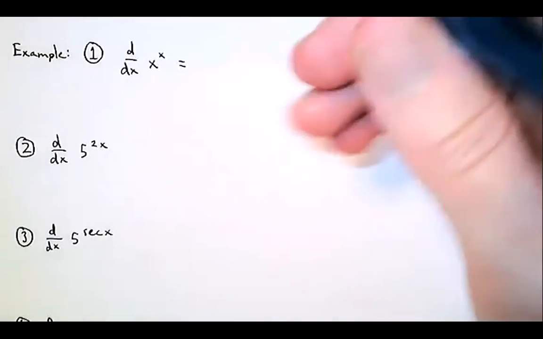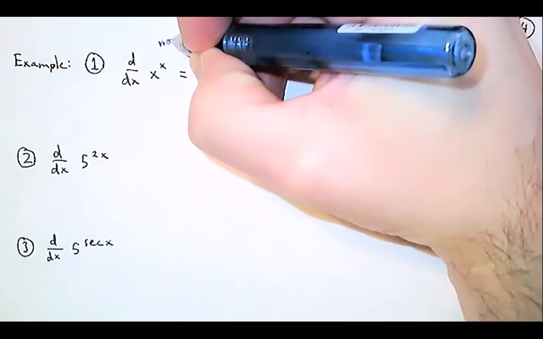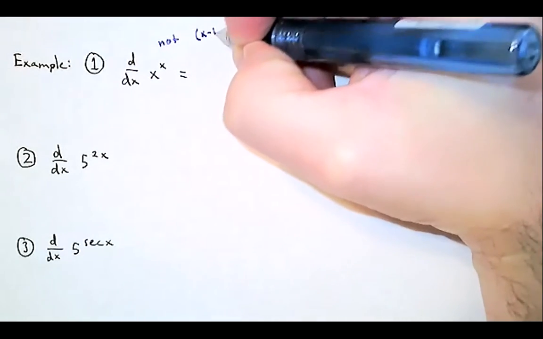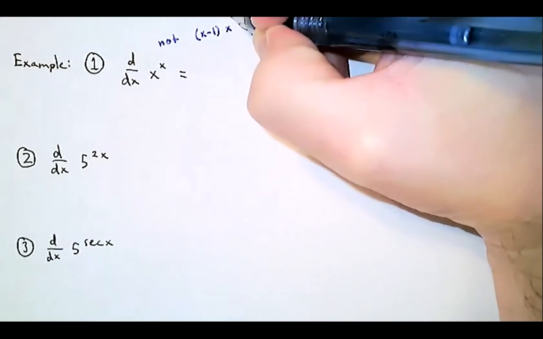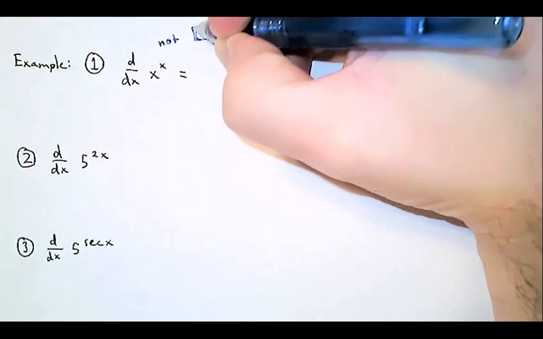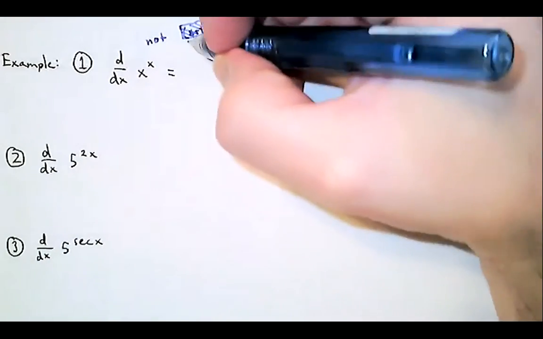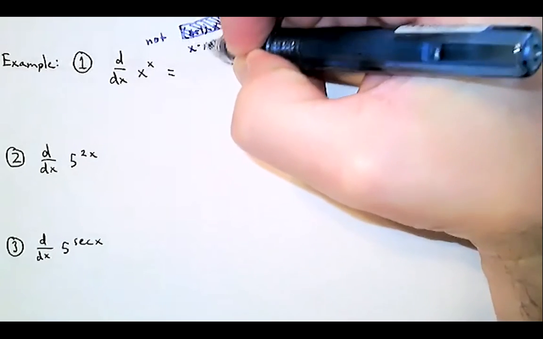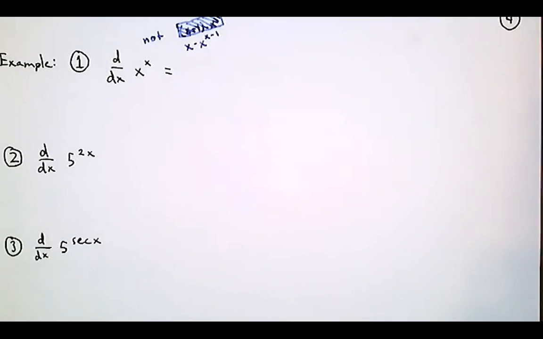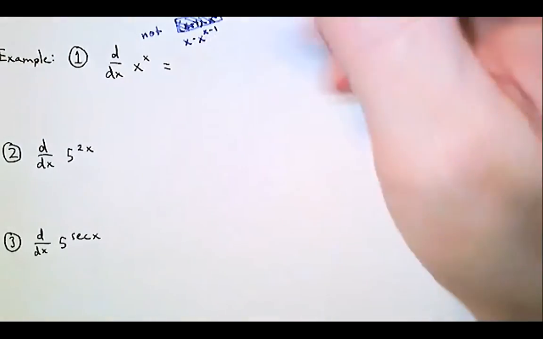Well, I can tell you what the answer is not. You don't decrease the power by 1 and multiply by the old power. So it's not x times x to the x minus 1. It's definitely not that. If you think about it, this is actually just x to the x again.